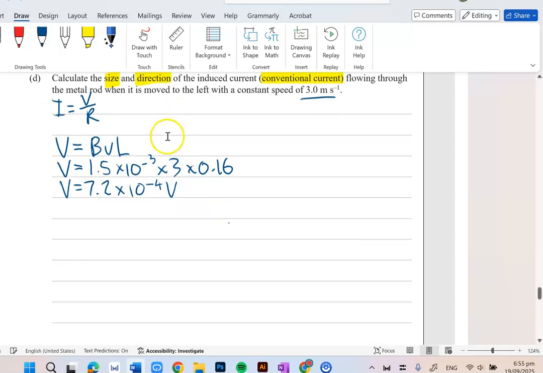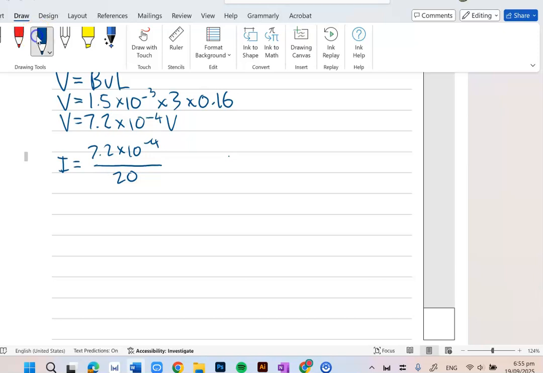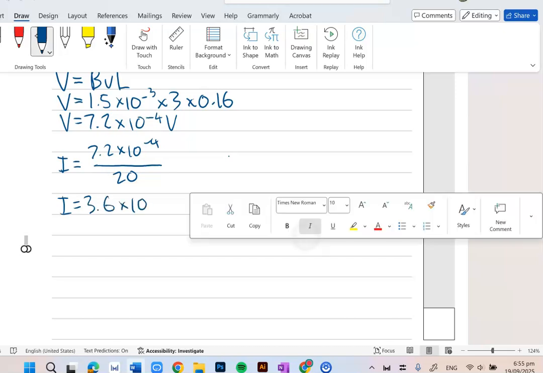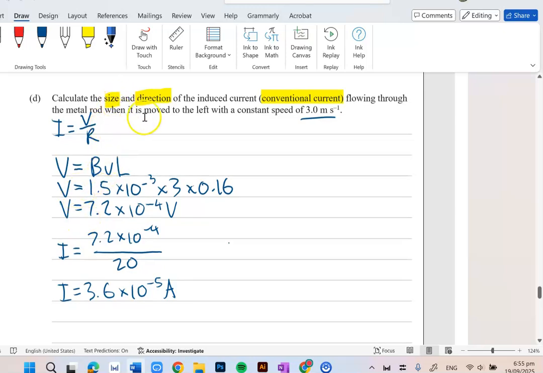Now we can find the current. So this is I equals 7.2 times 10 to the negative 4 divided by 20 because the resistance stays the same. So our current, if we put that into our calculator, is going to equal 3.6 times 10 to the negative 5 amps. Alright, we're not done yet. We've done one part of the question. We still need to state the direction of the current, okay?